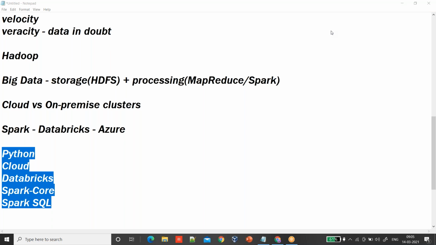Hi Suresh. Hi Ganesh. What is Databricks?